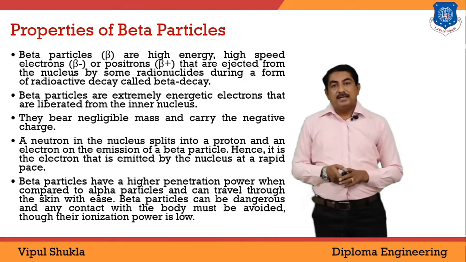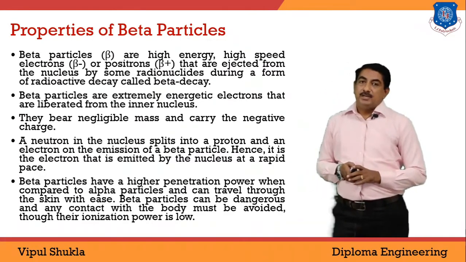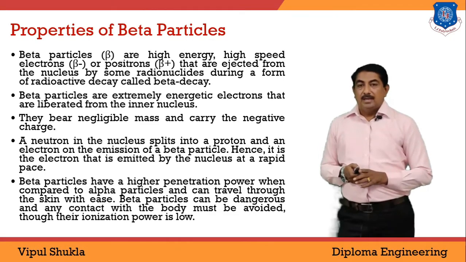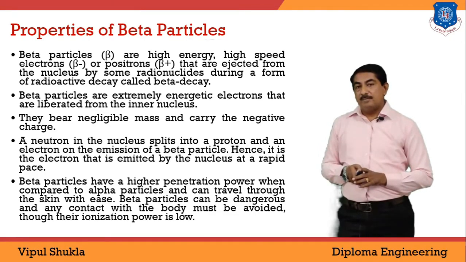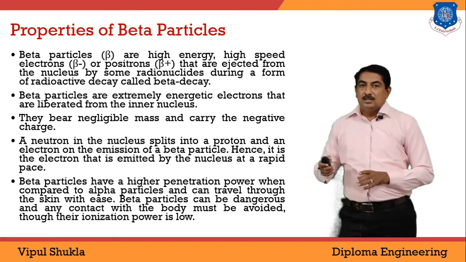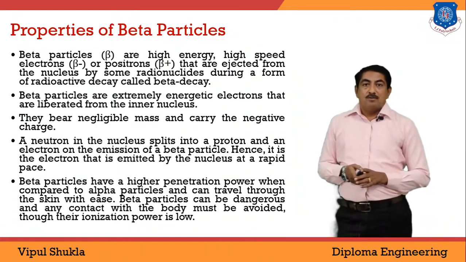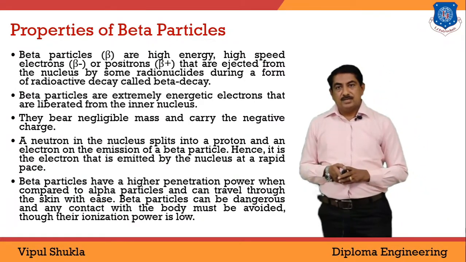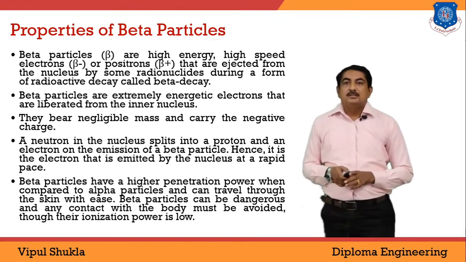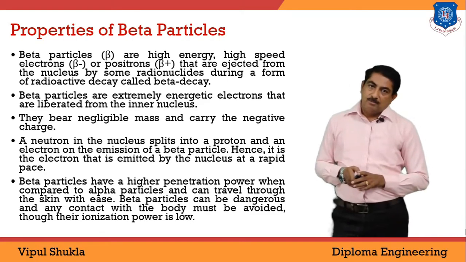The velocity of beta particles is in the order of 10 raised to 8 meters per second. And the ionization power of beta particles is lower than the ionization power of alpha particles, and the penetration power of beta particles is a little bit more than the penetration power of alpha particles.